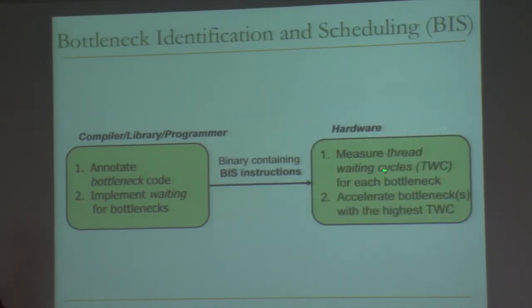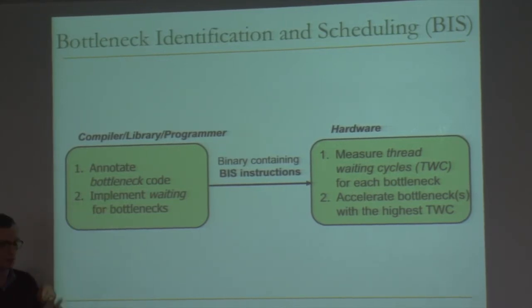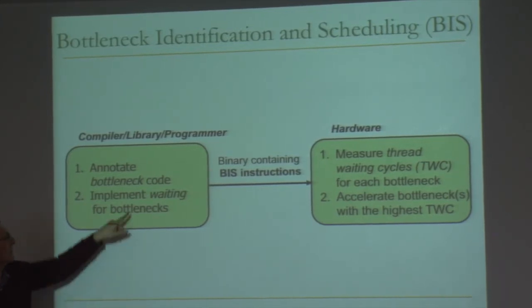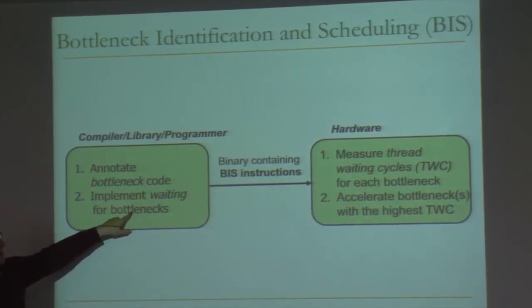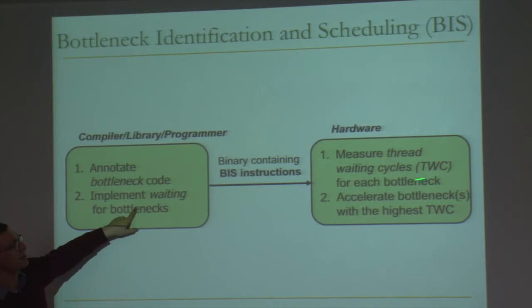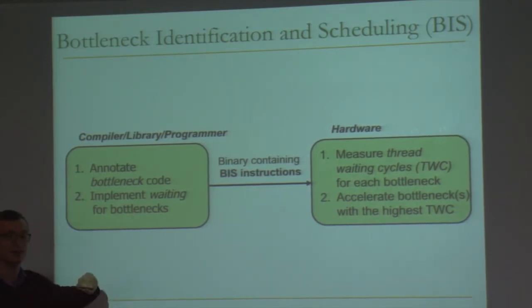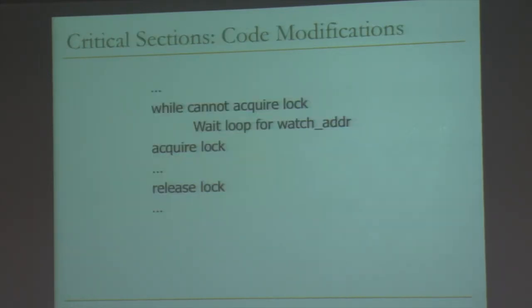The hardware measures the thread waiting cycles for each bottleneck, because the hardware now knows where the bottleneck starts, where it ends, and who and how many threads are waiting for that bottleneck. So it can measure the thread waiting cycles for each bottleneck, and it can accelerate bottlenecks with the highest thread waiting cycles. When it reaches a bottleneck, it checks, oh, has this bottleneck caused a lot of thread waiting cycles? If it has, let me execute it on the large core. Okay? Let's take a look at this support first.